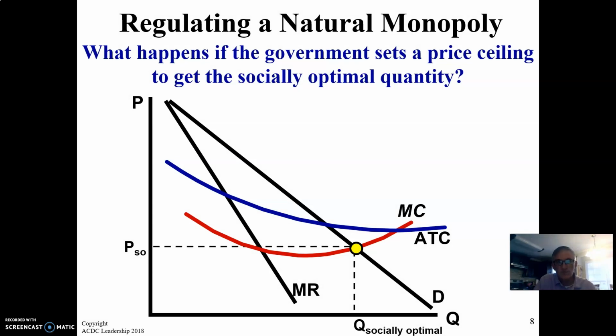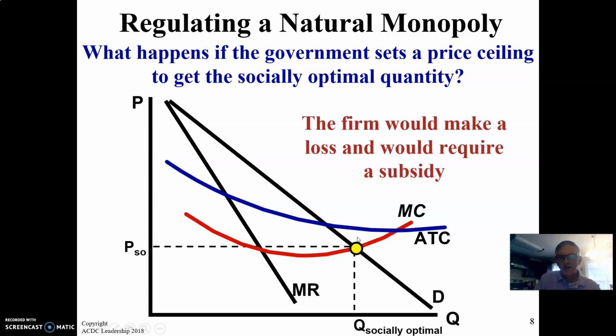Okay, and so what happens if the government sets a price ceiling to get the socially optimal quantity? Okay, this is Amtrak. How do we make sure that American citizens, well, we put them in a position like this where they are going to produce where MC equals demand, or technically supply and demand cross at equilibrium. But the problem here, as you guys can see, they're not making an economic profit. So if that is the case, the firm would make a loss and would require a government subsidy, okay, which is what happens in the case of Amtrak.